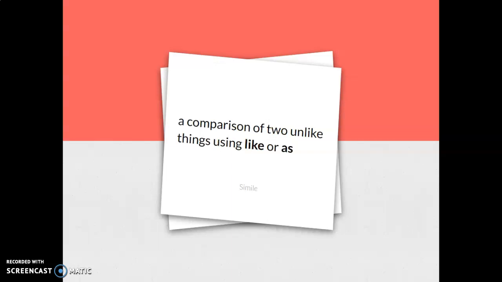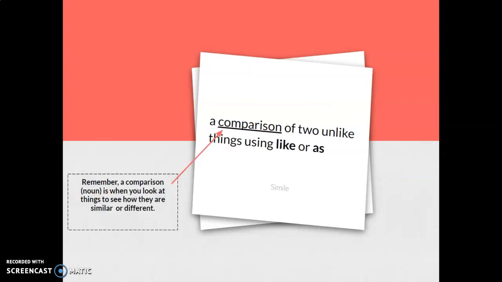So a simile is a comparison of two unlike things using like or as. Remember, those words do have to make that comparison in order for it to be a simile. And a comparison is when you look at things to see how they are similar or different.